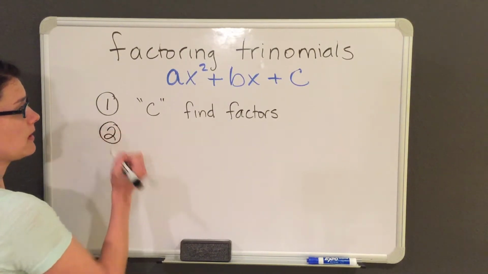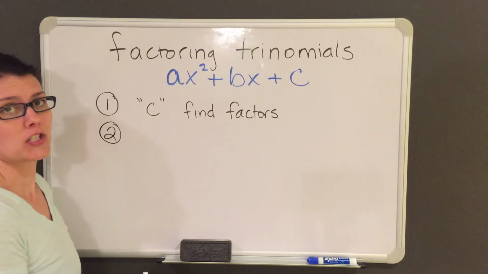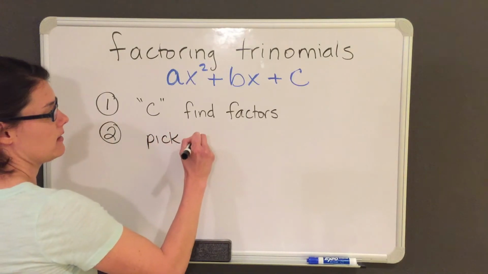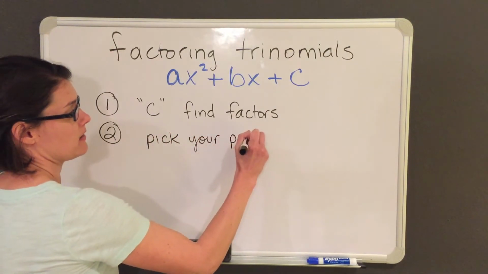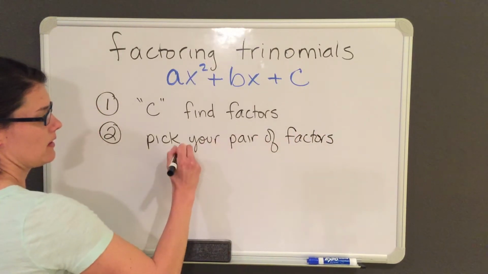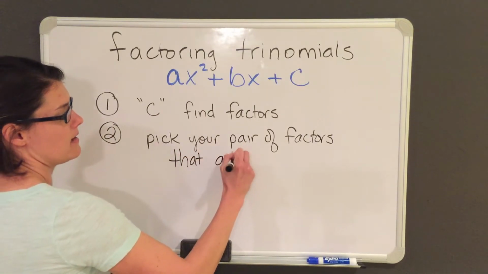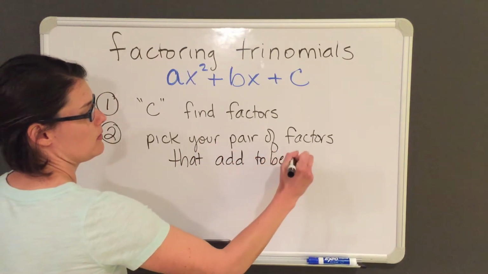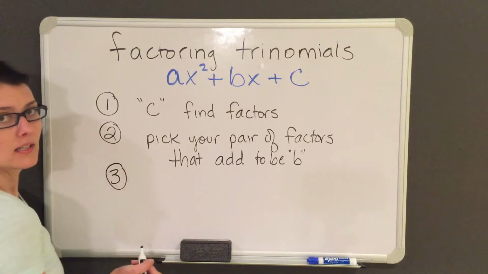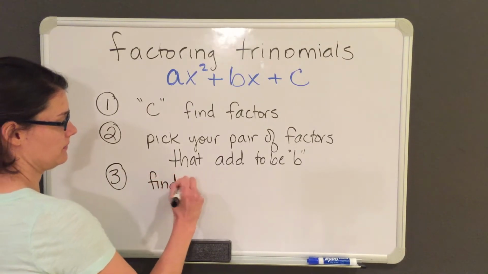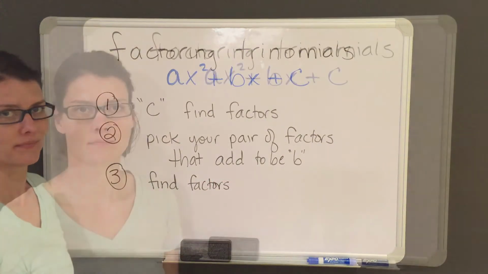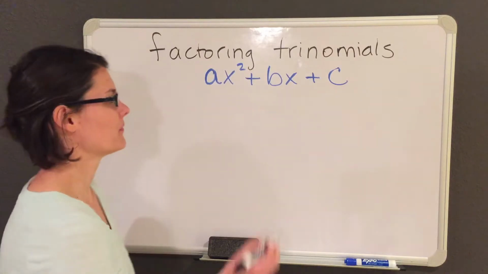Step 2, you want to pick the pair of factors that add to be your middle term, or your b. So pick your pair of factors that add to be the b. And then your third step will be to write the factors in the form of 2 parentheses, and then you're done. So let's do some examples.